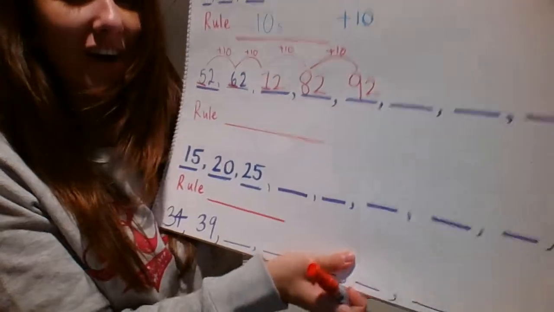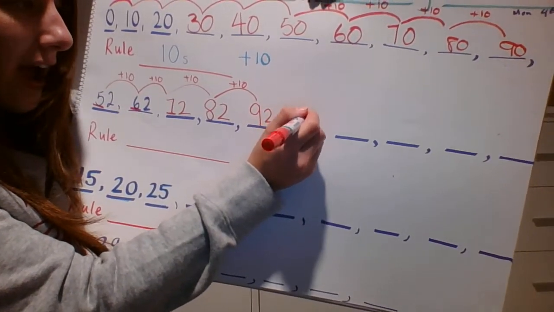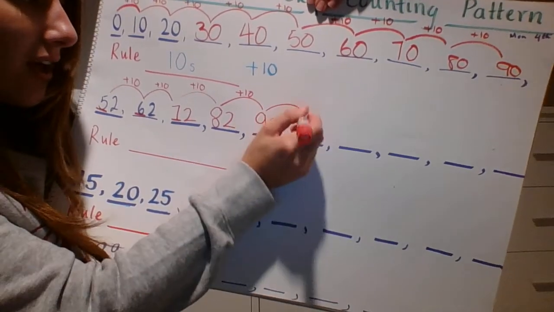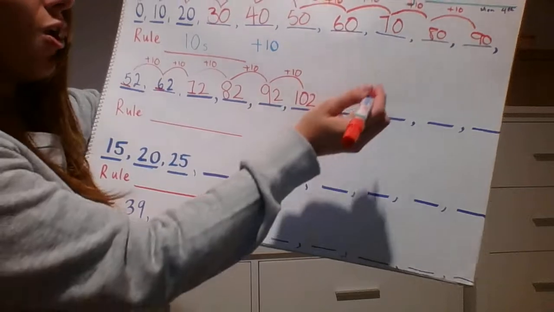92 is in my head. 93, 94, 95, 96, 97, 98, 99, 100, 101, 102. Again, there is a 2 in the ones column. 102, and we write that like this. 102. We added 10. Okay, I want you to finish the pattern with me.